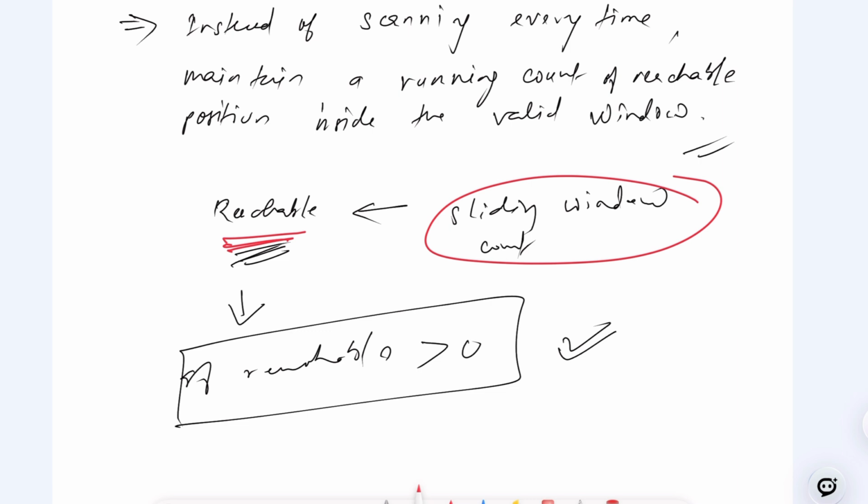So when you have this reachable count, which means the sliding window count, we can say that. This will tell us how many reachable indices currently exist in this window. If reachable is greater than 0, it means the current index is reachable. We can say that easily, right? So this is what we need to do, and how to implement, let's understand.